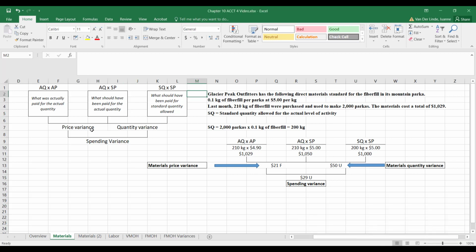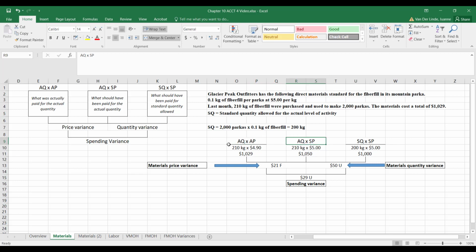Now we're going to take this diagram that we had on the left and we're going to fill it in on the right. So let's see how to fill this in. So remember, when we compare the actual quantity times the actual price to the actual quantity times the standard price, what we're finding is that price variance, in this case the materials price variance.